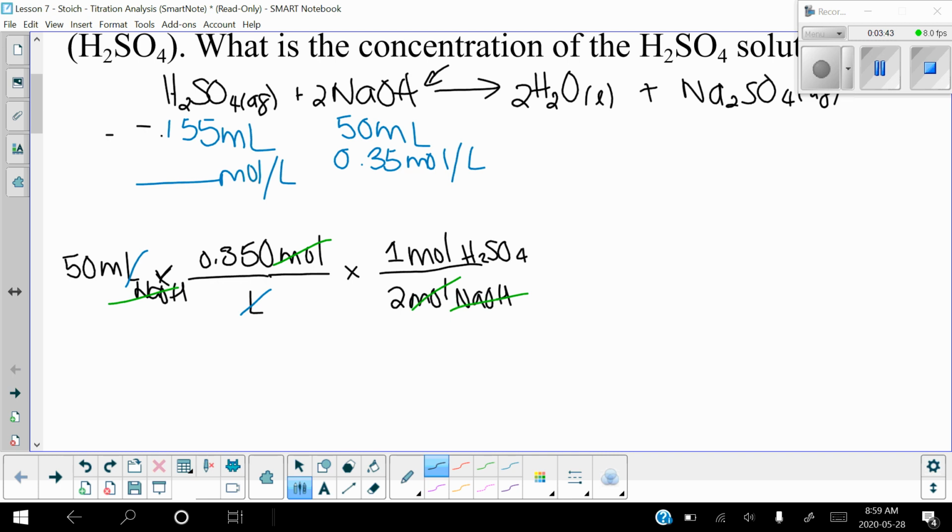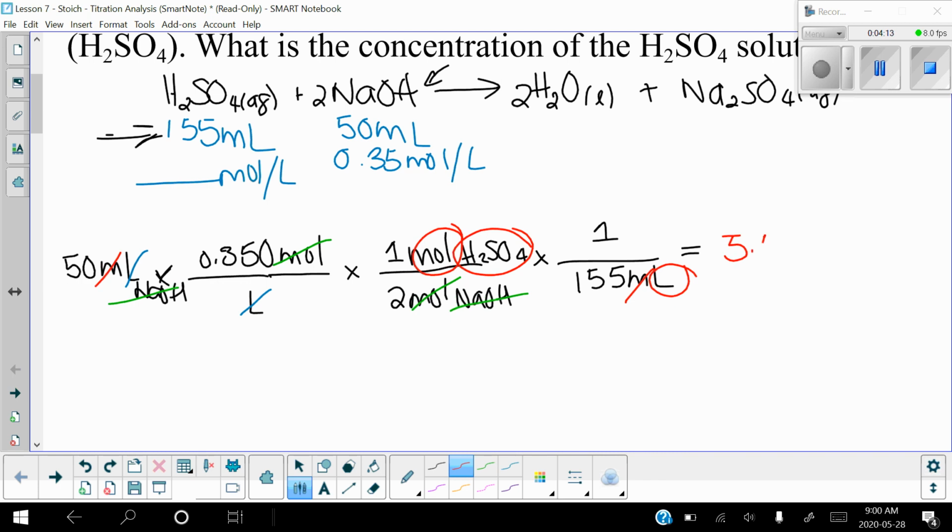There is 155 milliliters of this. So I'm going to divide by 1 over 50 milliliters of solution. Milli cancels out with milli, and you're left with moles per liter of sulfuric acid. Once you calculate that out and round it to the appropriate significant digits, you get 5.6 times 10 to the negative 2 moles per liter of H2SO4.